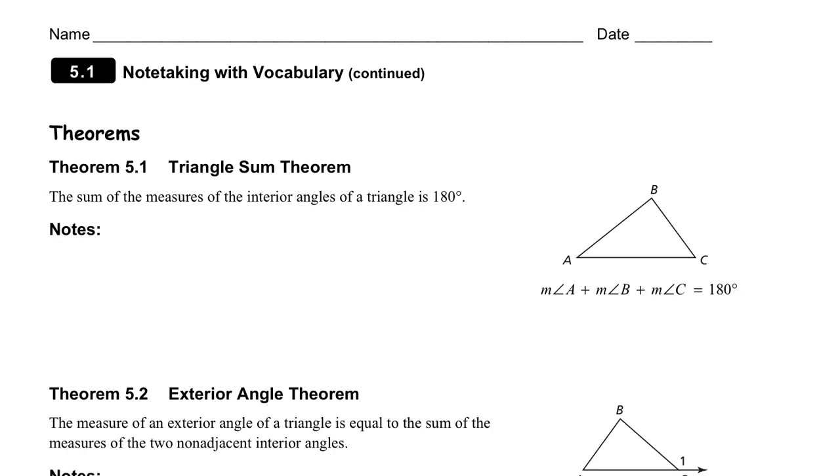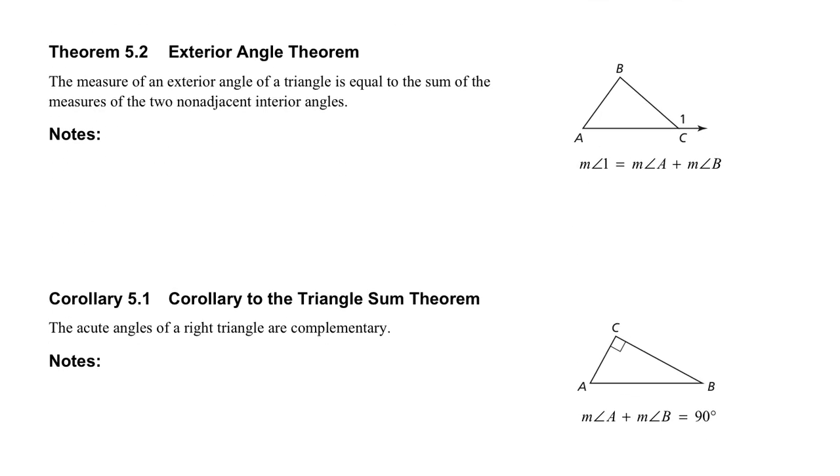The first one is the triangle sum theorem. A lot of you already know this. That just states that the sum of all of the interior angles, so all the measures of the interior angles added together, equals 180 degrees. Then we have the exterior angle theorem that says, when you have an exterior angle, that is equal to the sum of the two non-adjacent interior angles.